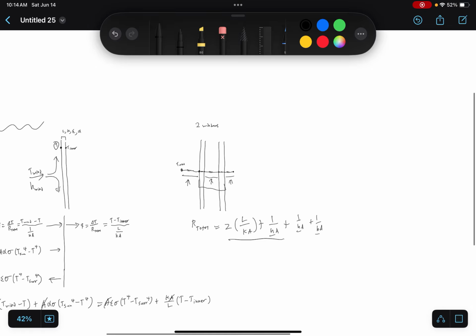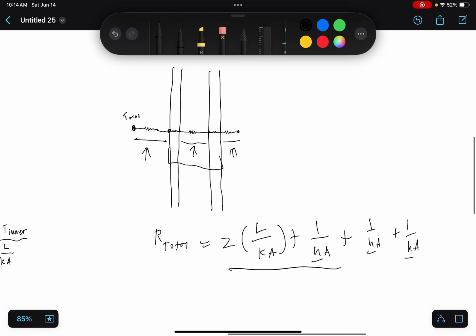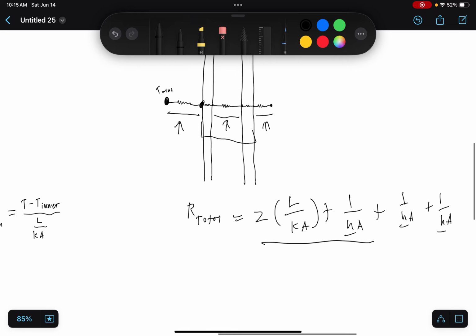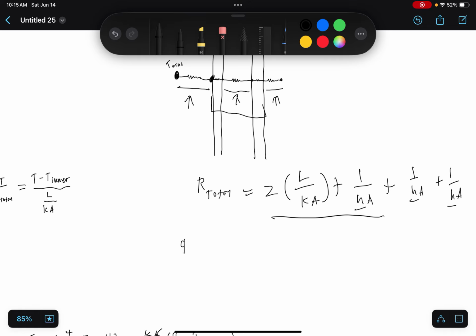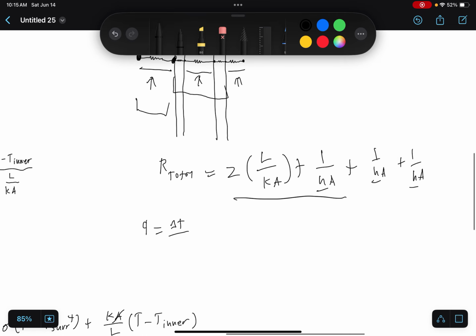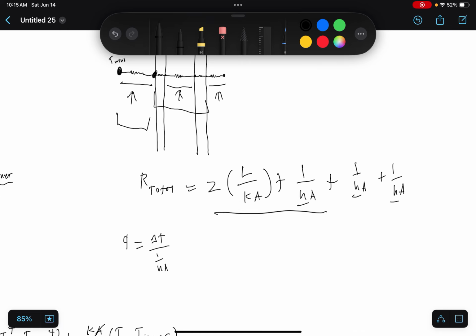Okay. And then what you could do is, if you know T wind, and you know, for example, the outer temperature of the window, you could do Q, so the heat going from the wind to the outer surface of the window equals delta T over just this resistance, which will be 1 over HA. And you can solve for that, because let's assume you know both temperatures and you know all this stuff. So this will get you a number.